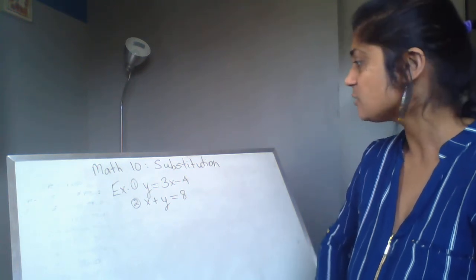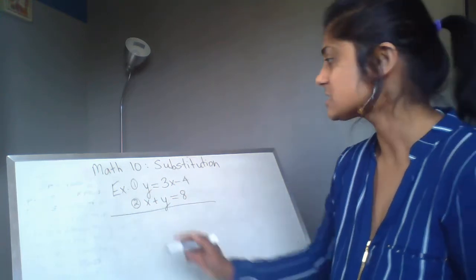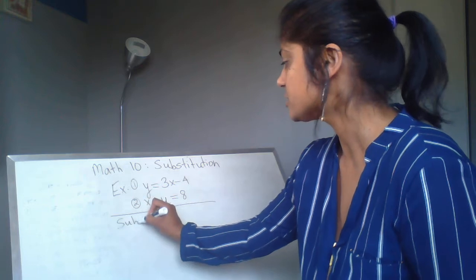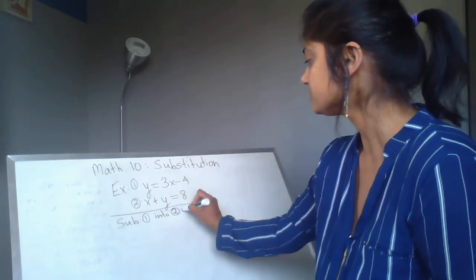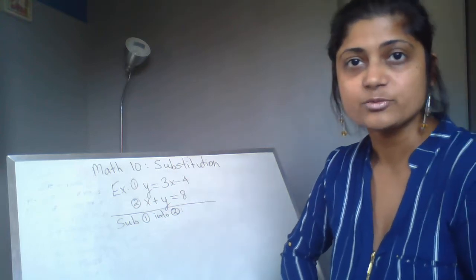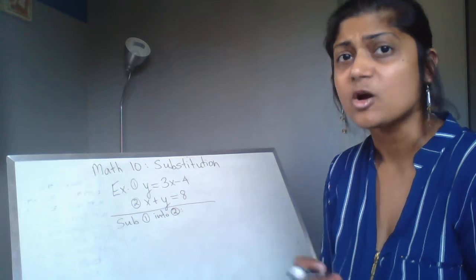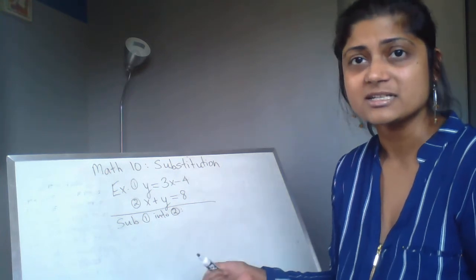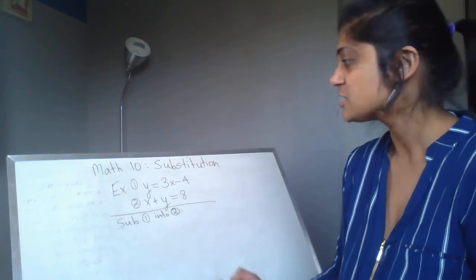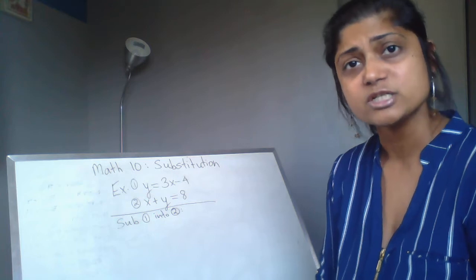Okay, so what we're going to do, I'm going to make a line here. I'm going to sub equation 1 into equation 2. The reason I'm doing this is if I look at equation 1, I see that the y is already isolated by itself. It's y equals 3x minus 4. So it's going to be easier if I substitute equation 1 into equation 2.